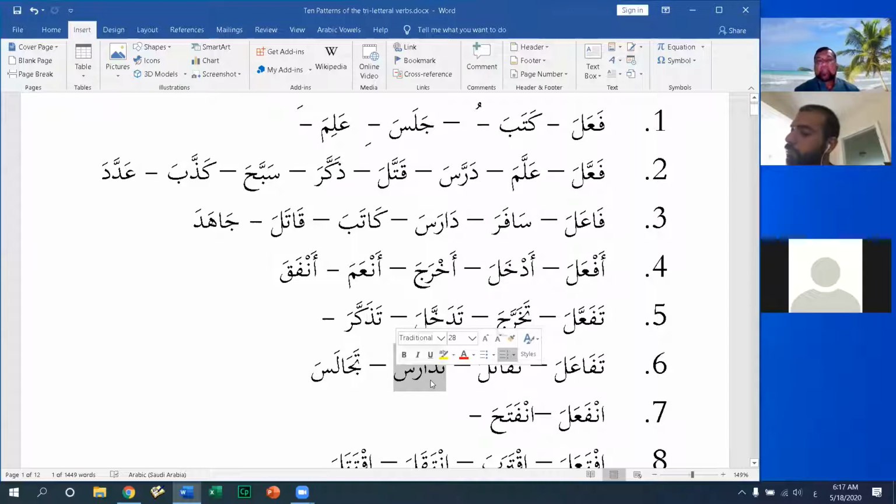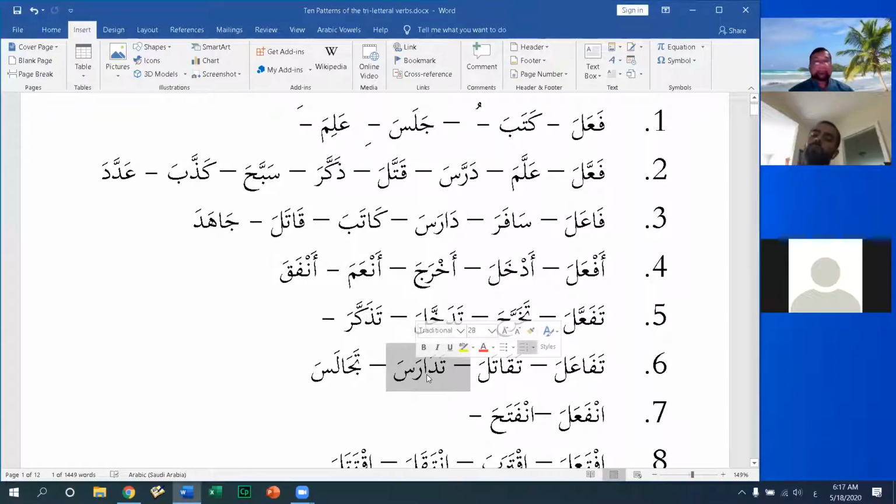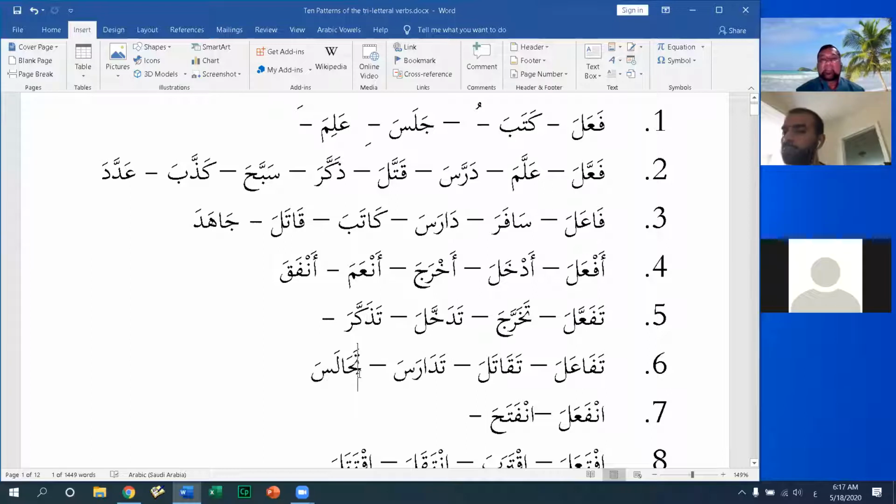Just to show you a quick example, in a hadith, the Prophet ﷺ said, وَمَا اجْتَمَعَ قَوْمٌ فِي بَيْتٍ مِّن بُيُوتِ اللَّهِ يَتْلُونَ كِتَابَ اللَّهِ وَيَتَدَارَسُونَهُ. يَتَدَارَسُونَ would be هُمْ يَتَدَارَسُونَ, the present tense, and they study it together. Tadarus of Quran is where a group of people get together and they study the Quran together. Tajalasu, that they sat together.